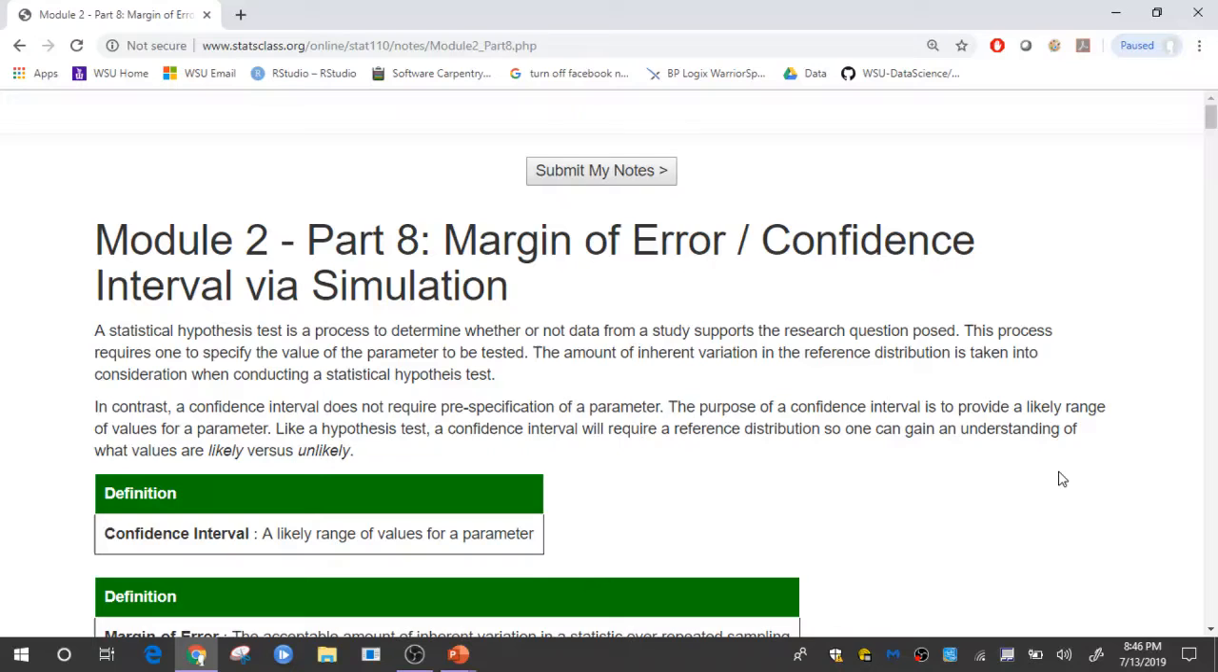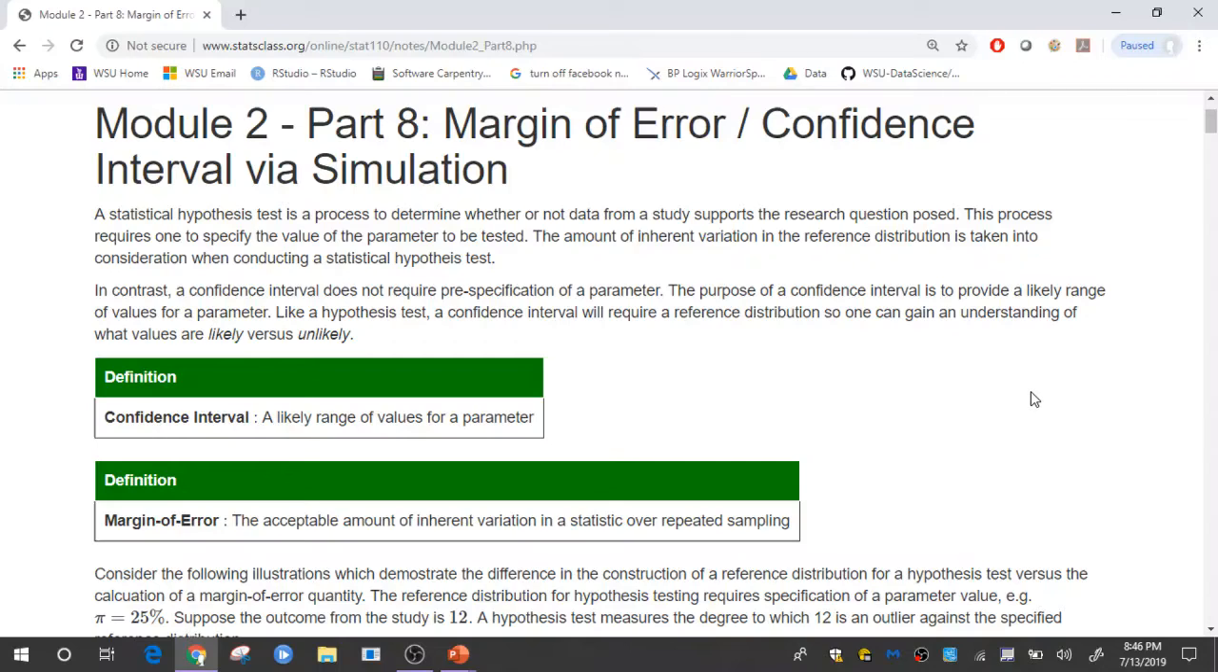So recall, a statistical hypothesis test is a process to determine whether or not data from a study supports the research question posed. This process requires one to specify the value of the parameter to be tested. In contrast, a confidence interval does not require pre-specification of a parameter. The purpose of a confidence interval is to provide a likely range of values for a parameter. Like a hypothesis test, a confidence interval does require obtaining a reference distribution so that we can gain an understanding of likely versus unlikely values.